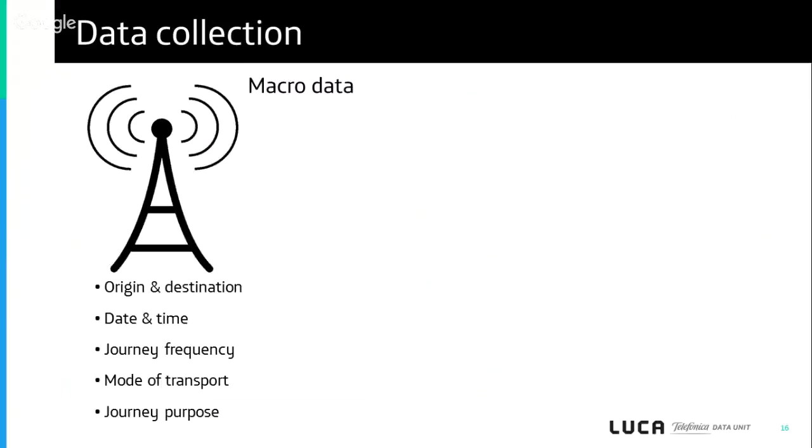In this project, we are using the macro network data. This is our main source of information. And using this data, we are extracting the origin and destination of the journeys, the date and time, the journey frequency, the mode of transport, and also the journey purpose.